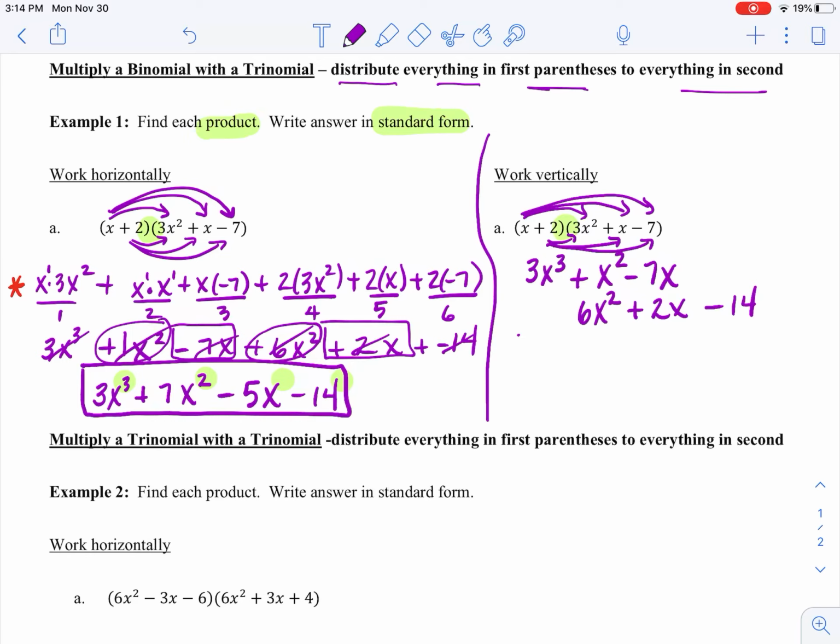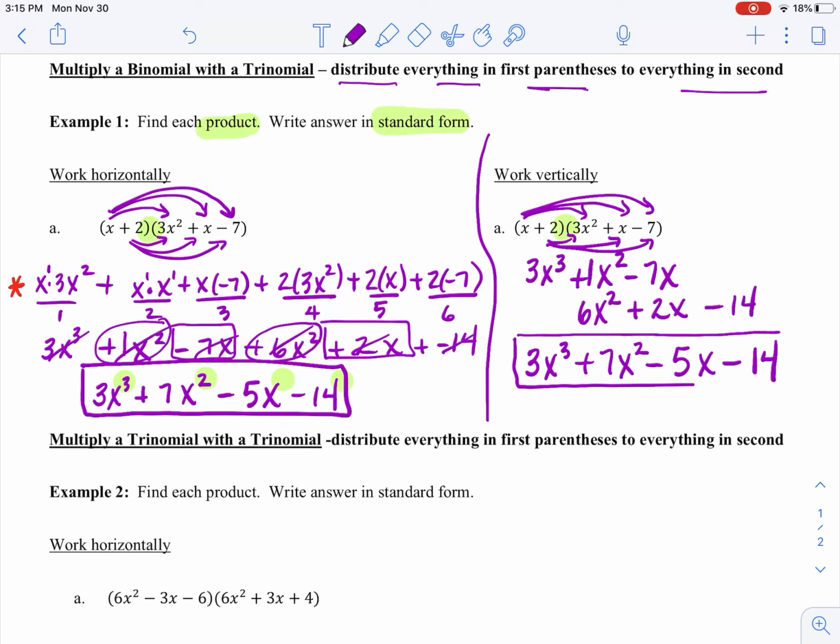If you're working vertically, then we're going to draw a line, and we're going to add up the columns. 3x to the third, but nothing underneath it means it stays 3x to the third. In the next column, I have that invisible 1x squared plus the 6x squared. That gives me the 7x squared. In the next column, I have a negative 7x and a positive 2x. If I add that up, I get negative 5x. And then that negative 14 that's dangling there on the end, there's nothing above it, so there are no other like terms, so we'll have minus 14. So that's how it looks if you work vertically.